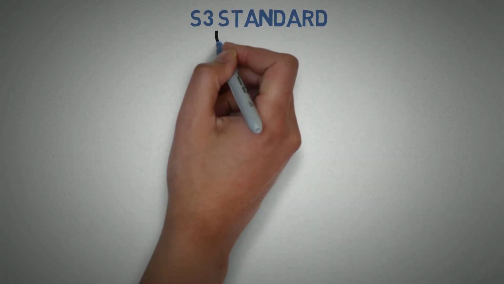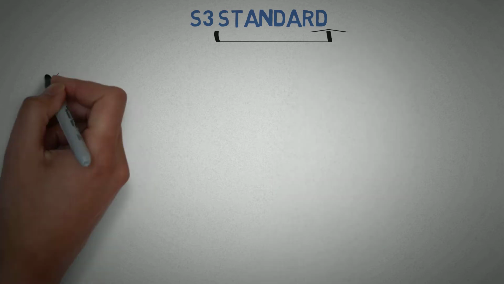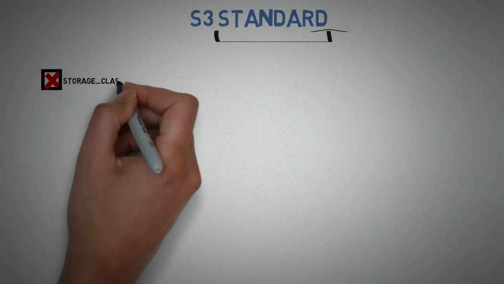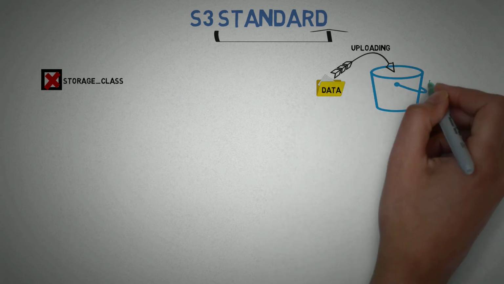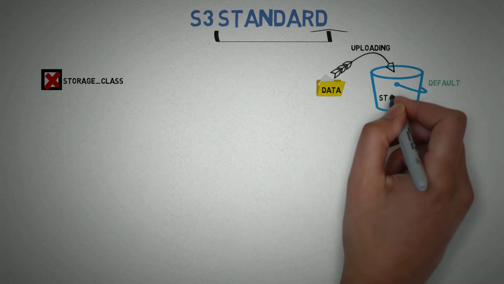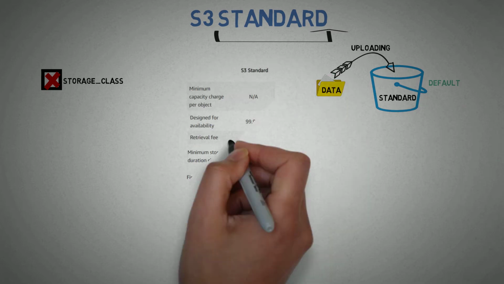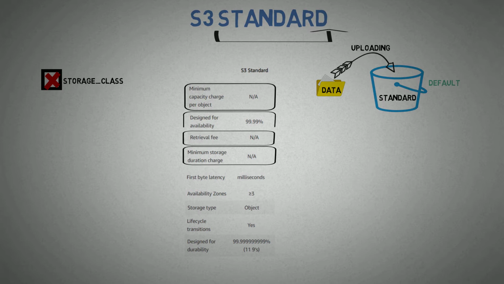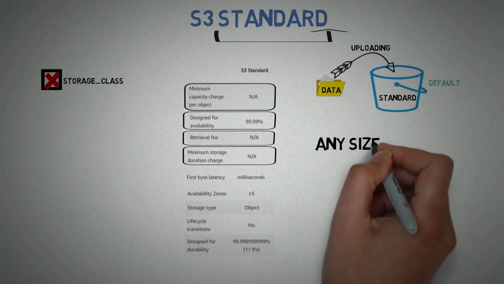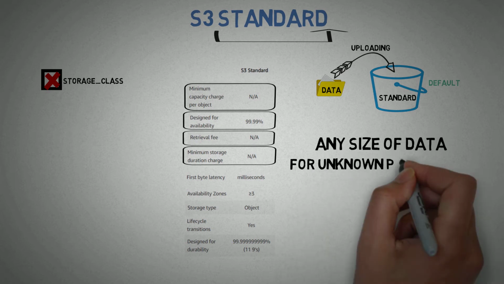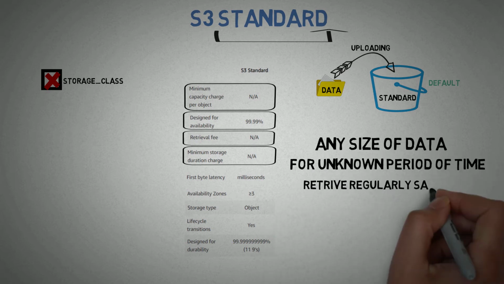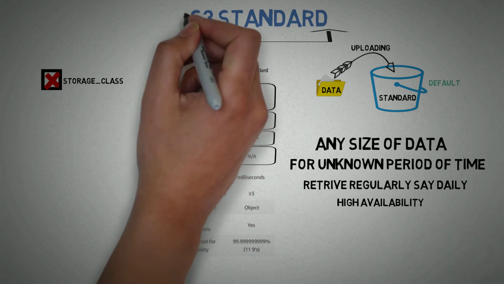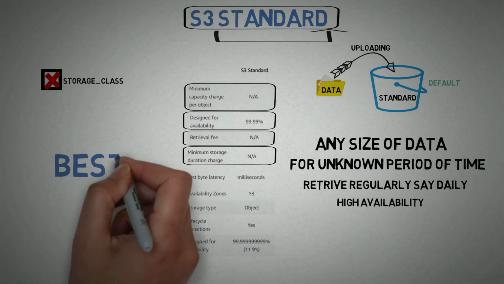S3 Standard. So as the name suggests, this is the standard storage class. If you don't choose any storage class while uploading the data, then by default, data will be uploaded to S3 Standard. If you look into the different properties, then there are no minimum capacity charges per object, no retrieval fees, no minimum storage duration, along with availability as high as 99.99%. That means if you want to upload any size of data for an unknown period of time which can be retrieved regularly, say daily, with high availability, then S3 Standard is the best storage class for you.